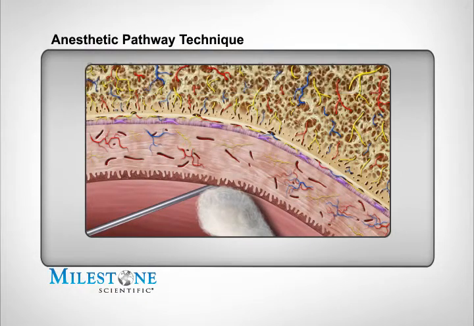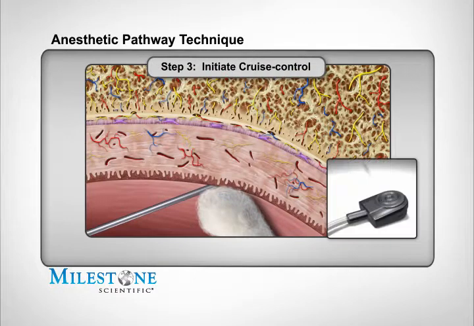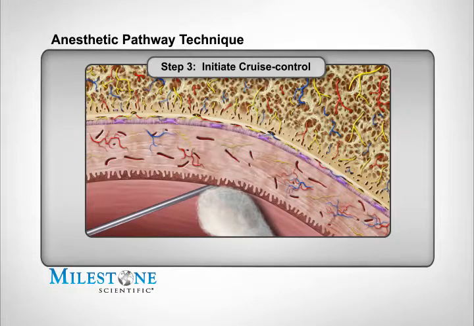Step 3. You will now initiate cruise control by depressing the foot pedal and counting 3 audible beeps. After the third beep, the STA system will announce the word cruise. Upon hearing this announcement, remove your foot from the top of the foot control pedal. You will find that the STA system will continue to beep, indicating anesthetic solution is continuing to flow.